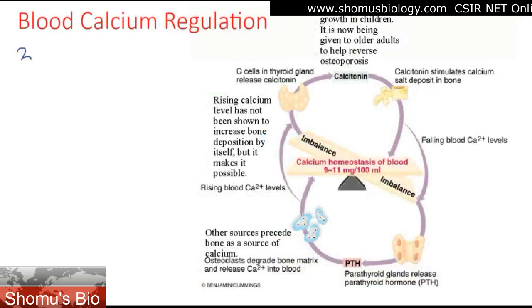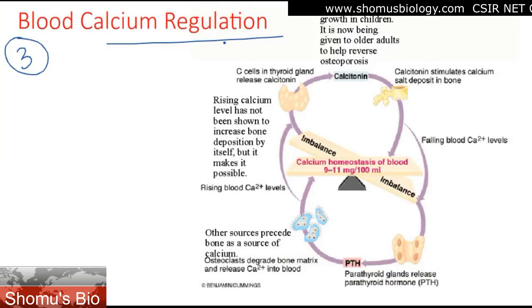The third kind of homeostasis we will discuss is the blood calcium level, which is regulated by two separate hormones secreted by two different glands. The calcium homeostasis in blood is 9 to 11 milligrams of calcium in 100 ml of blood, but there is always a chance of imbalance. The blood calcium level can increase above this level. In that case, the thyroid gland releases calcitonin. And what will calcitonin do?